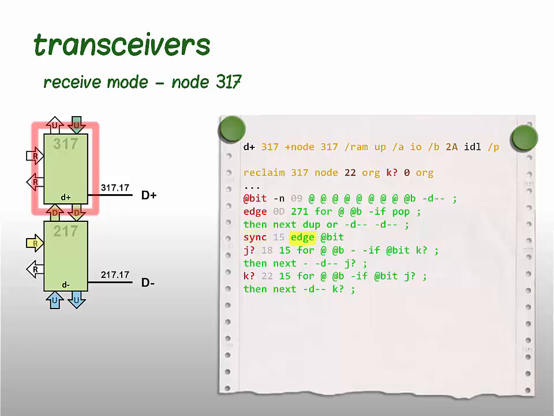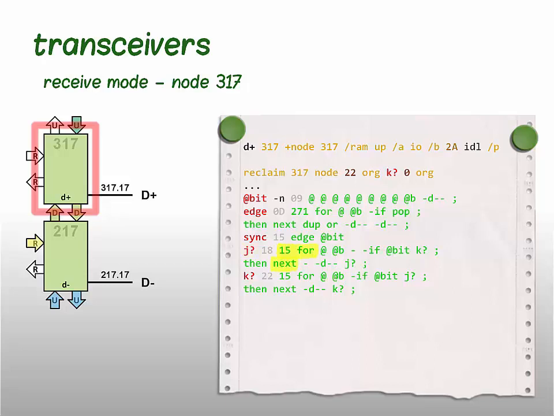We now see that if the edge on the D plus line hasn't been detected, we jump to the down port and never return back to word sync. However, if the edge has been detected, we return here and execute fetch bit, which leaves a non-zero value on the stack. After node 217 reads the flag, we continue from sync by following through to word isJ.